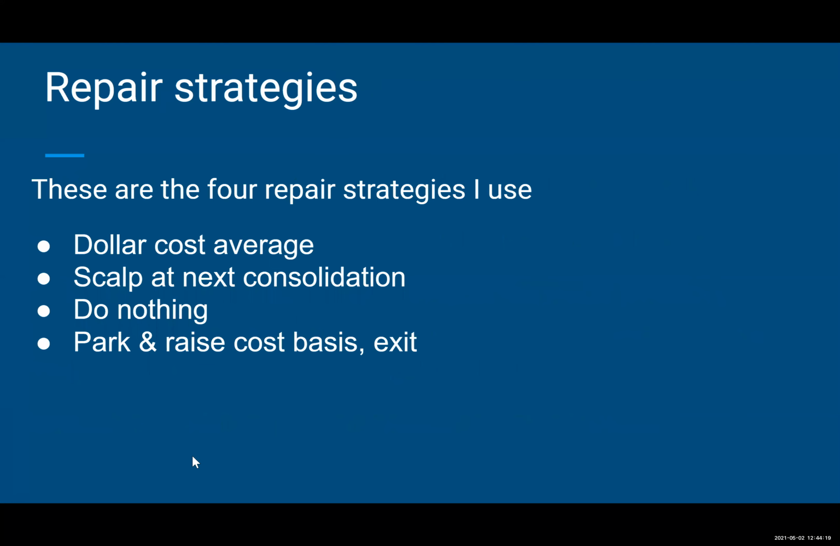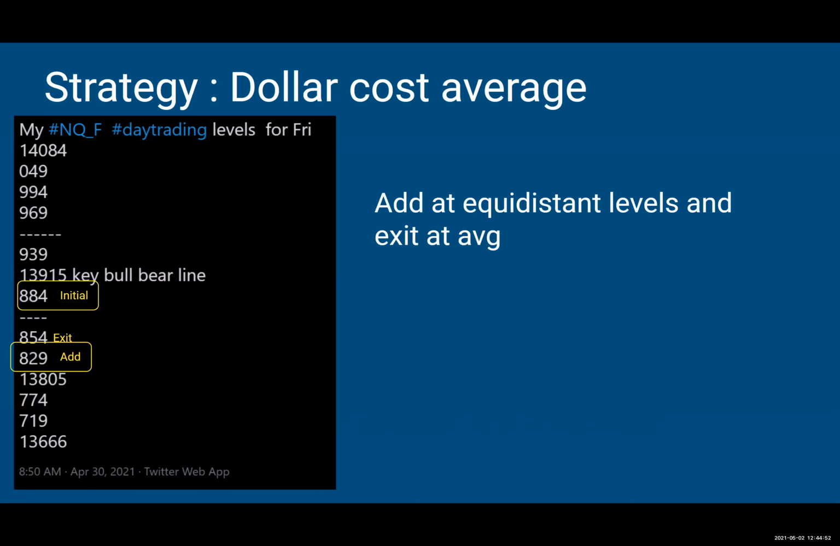Now the next one is the repair strategy. There are 4 strategies that I have. One is the dollar cost average that everybody knows about. Second, I call it scalp at the next consolidation. It's just my term that I came up with to explain it. Third strategy, a very important strategy at the same time, is just do nothing. You'll be surprised how often you can get out of it by doing nothing. And the last one is park the hung trade, but then continue to trade to raise the cost basis of that trade and exit at a decent place. I'll go into each one of them step by step.